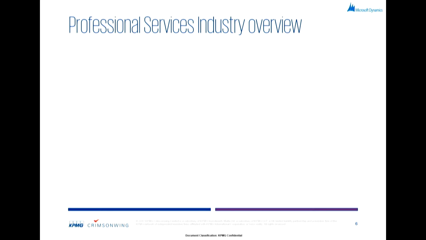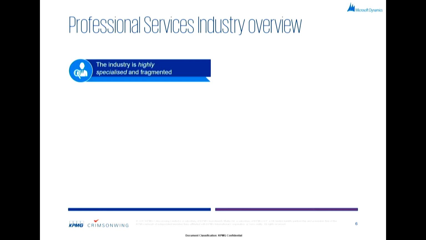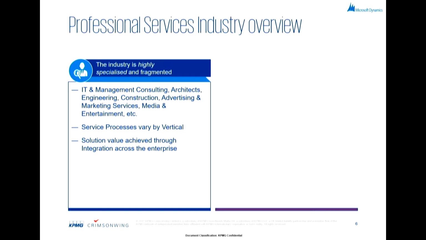So if you look at the professional services industry overview, we will see there are two key aspects to it. First and foremost, the industry is highly specialized and fragmented. By this, what I mean is that the processes that are undertaken within this industry are unique, that you might not find in some other industries. Furthermore, these processes might vary within the vertical itself. And the key is to deliver a solution value that will cover all the aspects of the business with a single unified system. It is exactly here that we talk about the ERP opportunity for the professional services industry.